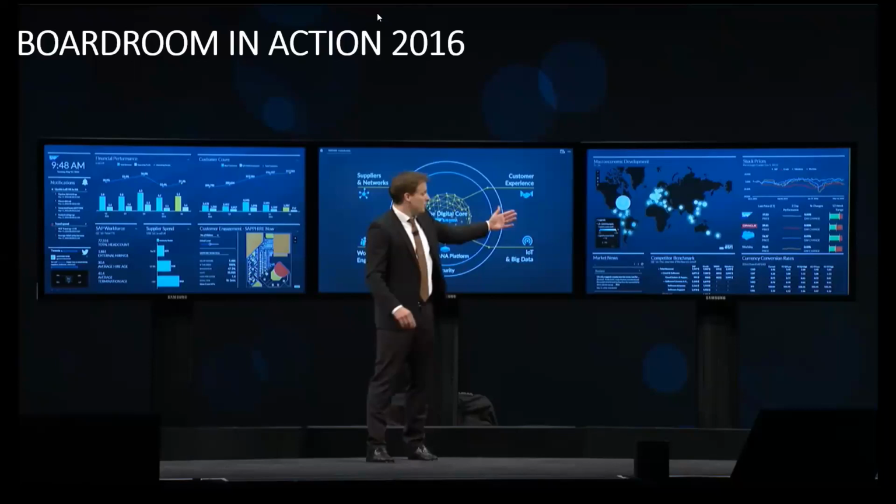It creates a dialogue with the board, and the board has an opportunity to drill down on specific issues with the CEO, with the CFO, with the executive teams.